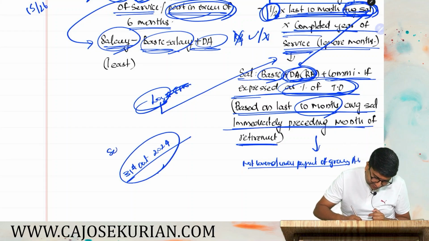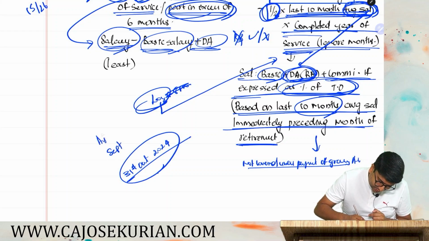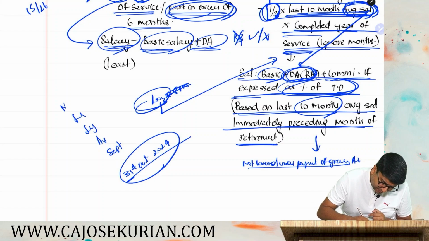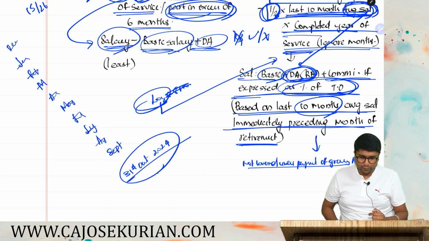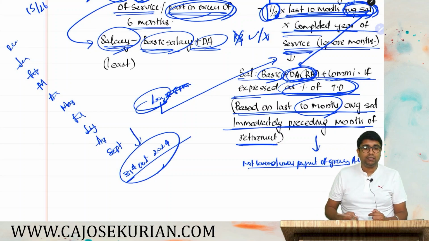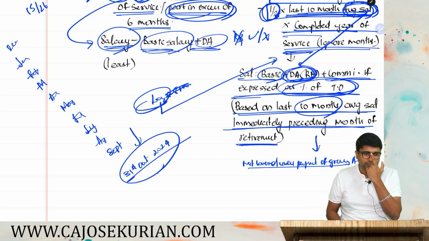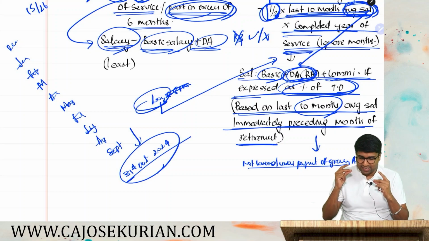That means you can take September, August, July, June, then May, April, March, Feb, Jan, like this 1, 2, 3, 4, 5, 6, 7, 8, 9 and December. This is how you have to take. You should ignore the month of retirement. That's what the department says. So I hope it is clear for you.